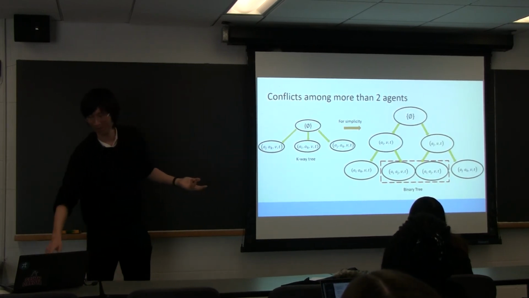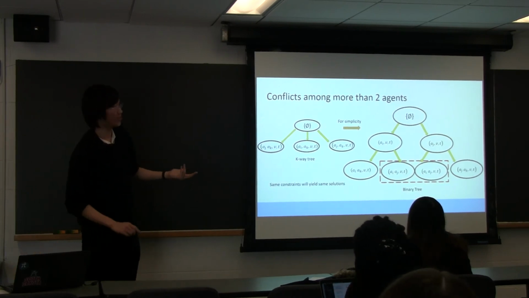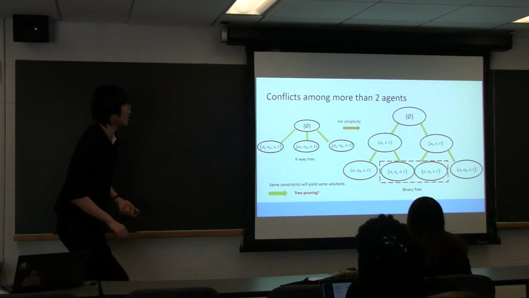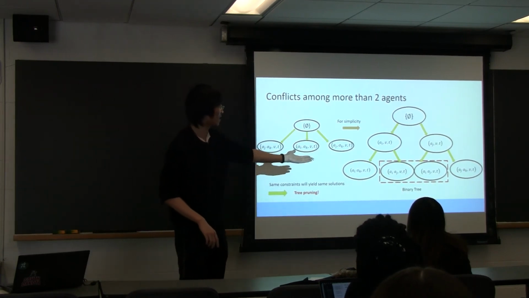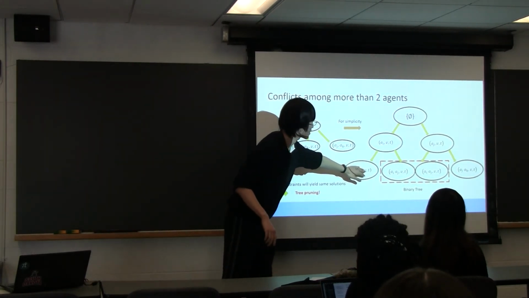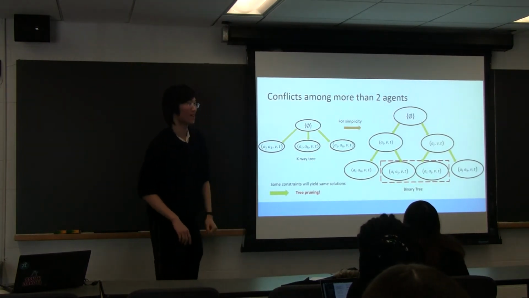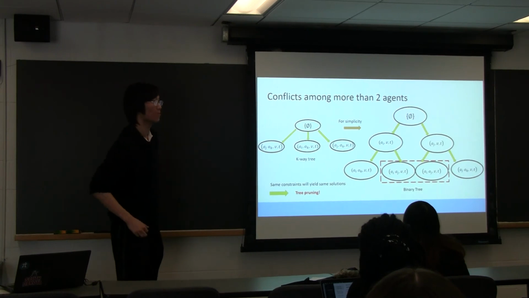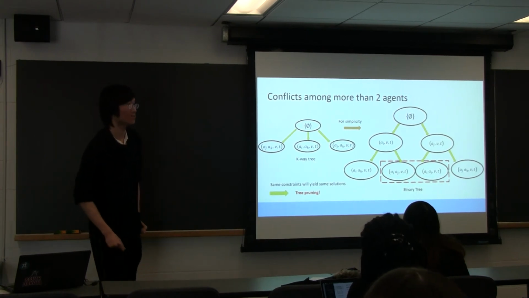So we want to reduce the cost somehow by tree pruning. In this case, if you have these 4 children, you should only solve 3 children in this example, because the middle 2 are the same. Any question at this point?